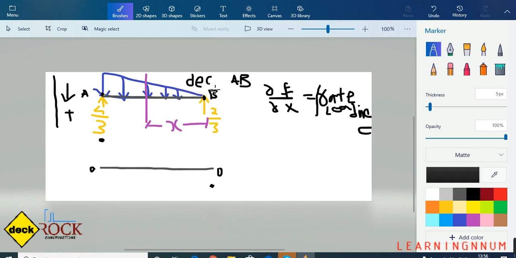Yes, sir. And what is the direction? It is vertically downward. Am I right? Yes, sir. It is vertically downward, right? So it is negative, right? Yes, sir. So how the rate of loading is varying? Negatively decreasing. Okay, understanding? No.